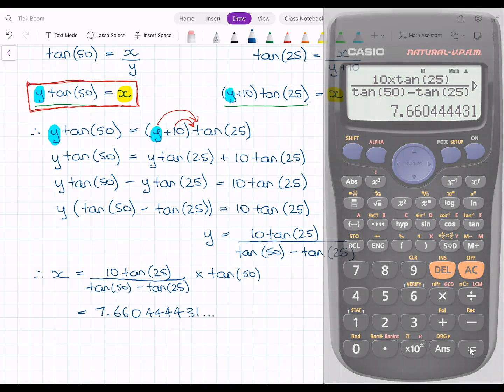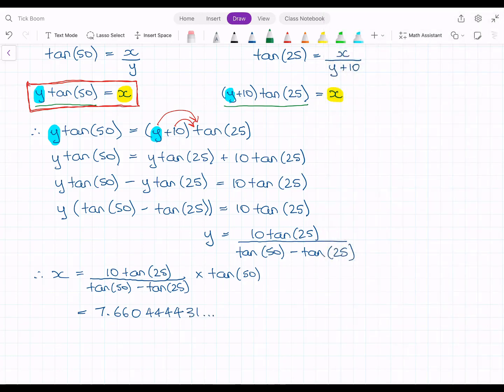444431, and so on. And then we've been told to round to one decimal place, so the value after that first decimal place is 5 or higher, so we will round up. So we get 7.7 to one decimal place. And there you have it. That's how I've approached that question.